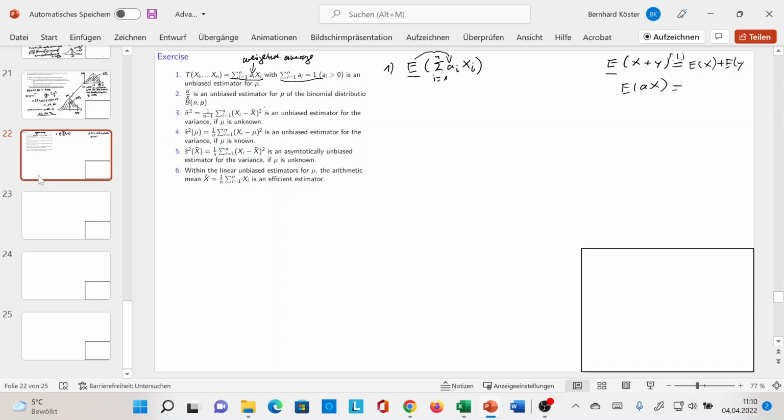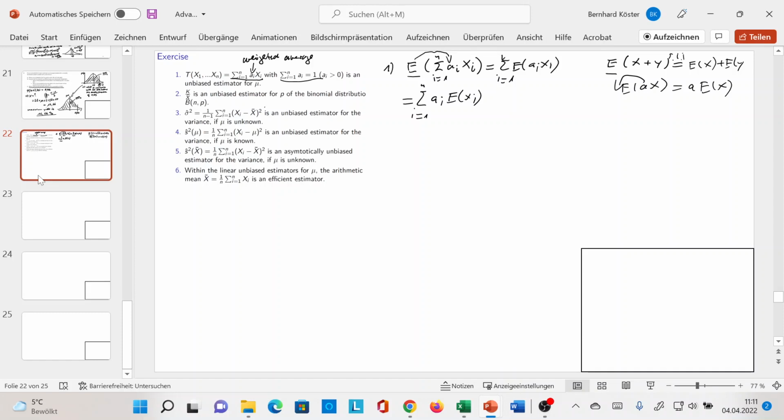And what else do we know? E of a times x. This, of course, means also that we can take a out because it's a linear operator. So a times E of x. And this means that we can write this. Let's do it very slowly: sum i from 1 to n of E of a_i x_i equals sum i from 1 to n of a_i E of x_i.